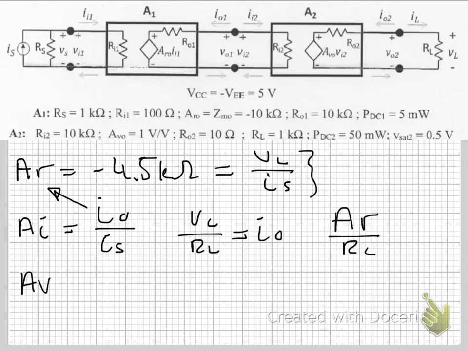And your voltage gain is V out over V source. Here in your transimpedance gain, you've got your current of source. So to get the voltage of source, you must multiply this value by the source resistance. So that would be A of R over R of S.